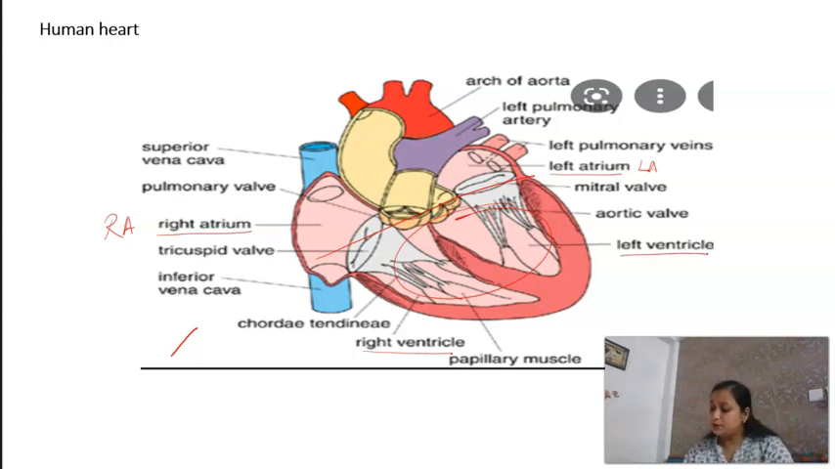There are two kinds of valves. Valves are meant to provide the unidirectional flow of blood. The blood will never go back. So there is a tricuspid valve on the right side and a bicuspid valve or mitral valve on the left side.